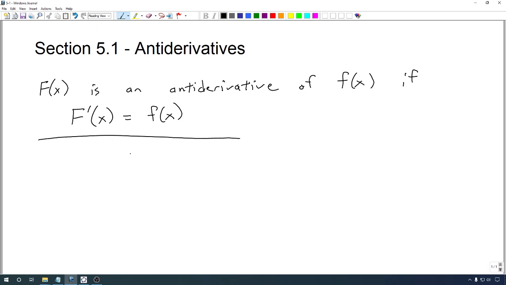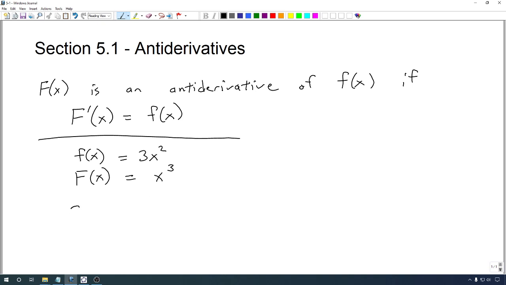Take, for instance, little f being 3x squared. You might recognize this as the derivative of the function x cubed. If you differentiate x cubed, you get 3x squared. That means x cubed is an antiderivative of 3x squared. But there's other antiderivatives as well.